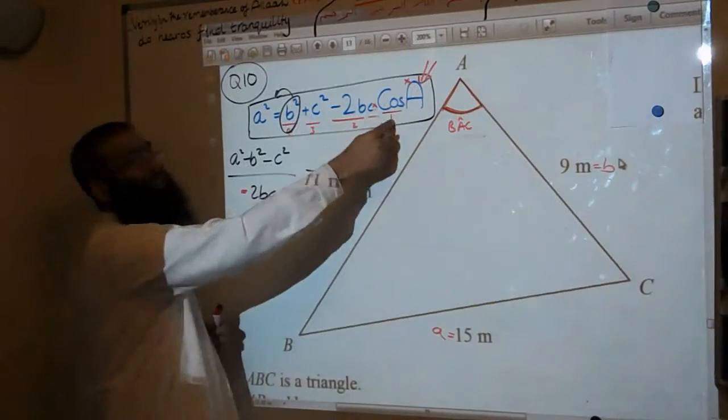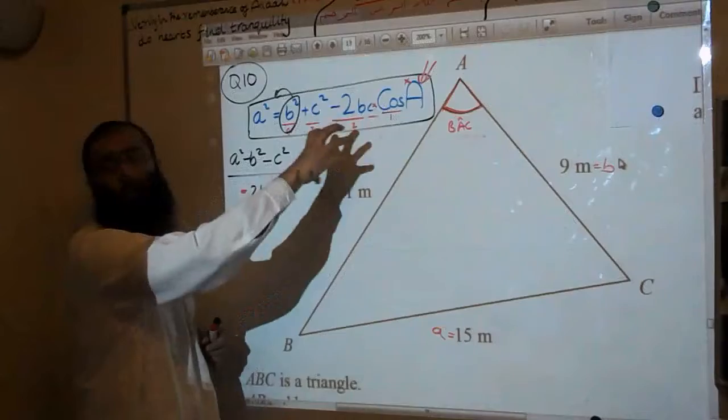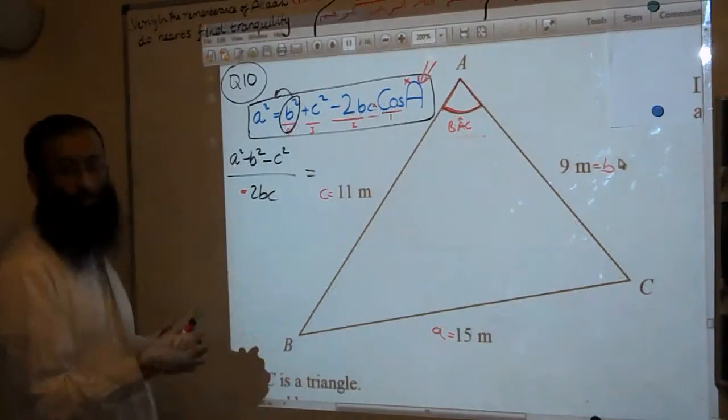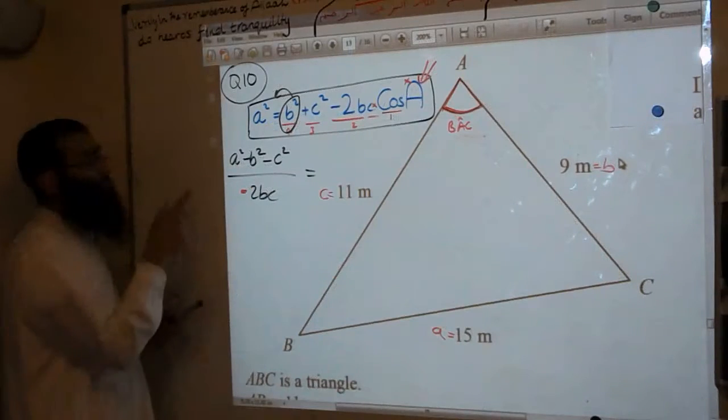Now what we've got left is the cos to move over. Opposite of cos on an A is inverse cos. Yes? Inverse cos. Okay, so you just put brackets around it.